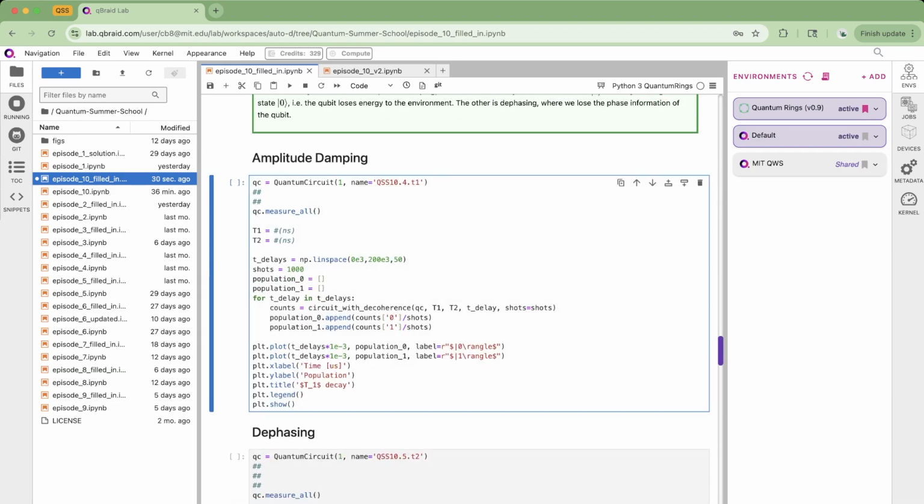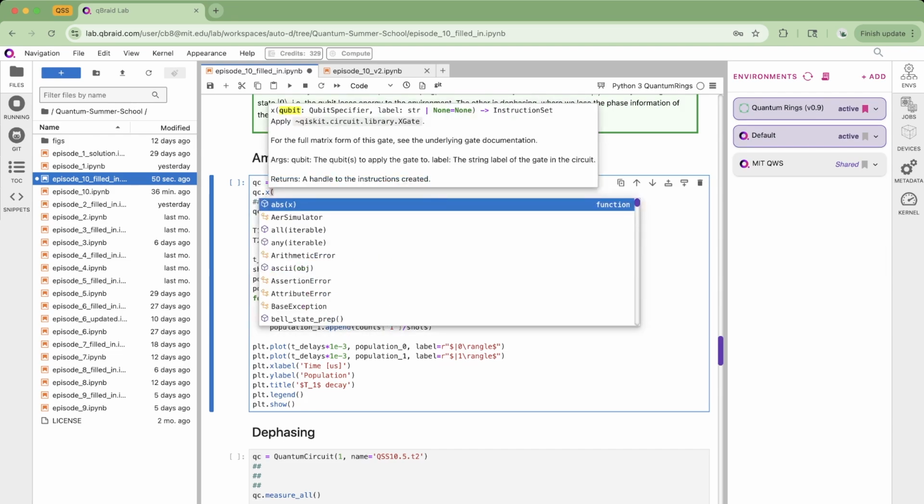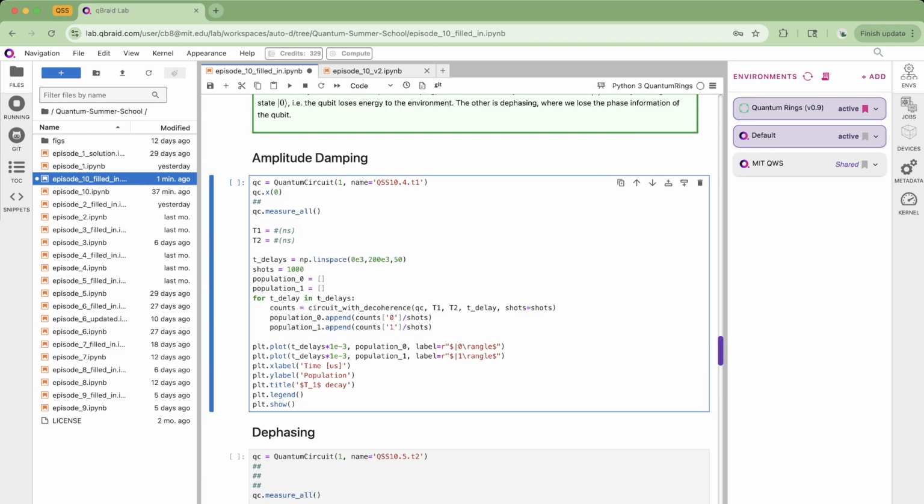So here we can have a quantum circuit, and the general scheme for how we're going to do this is we're going to have an X gate to excite us to the 1 state, and then we want to wait some period of time and then see what state we're in, either 1 or 0. And the longer the time is, the more we should have decayed down to the 0 state. So we're going to do an X gate, and then we're going to do the identity gate. And then we need to pick our T1 and T2 decay times. These are going to be in nanoseconds.